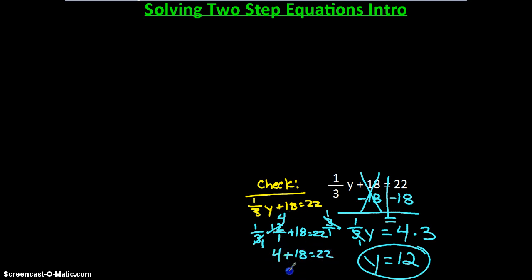And then 4 plus 18 actually is 22. Is that equal to itself? It is. Then I know 12 is correct. So I hope that was informational.